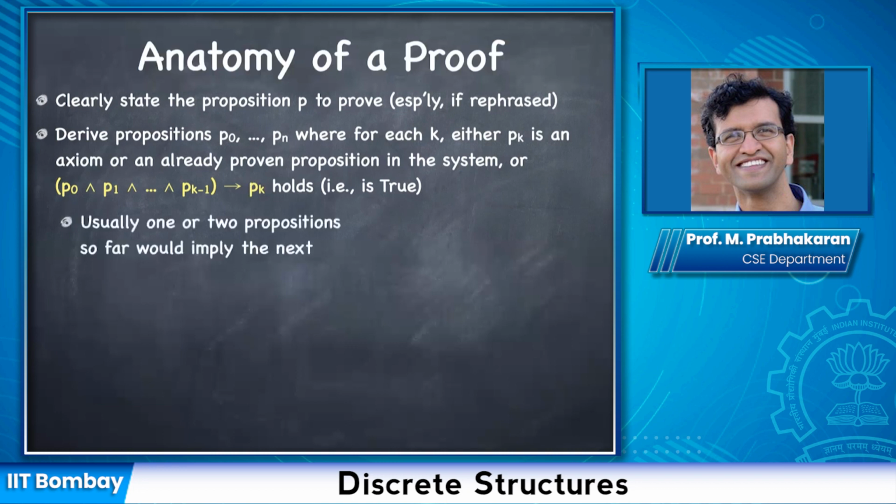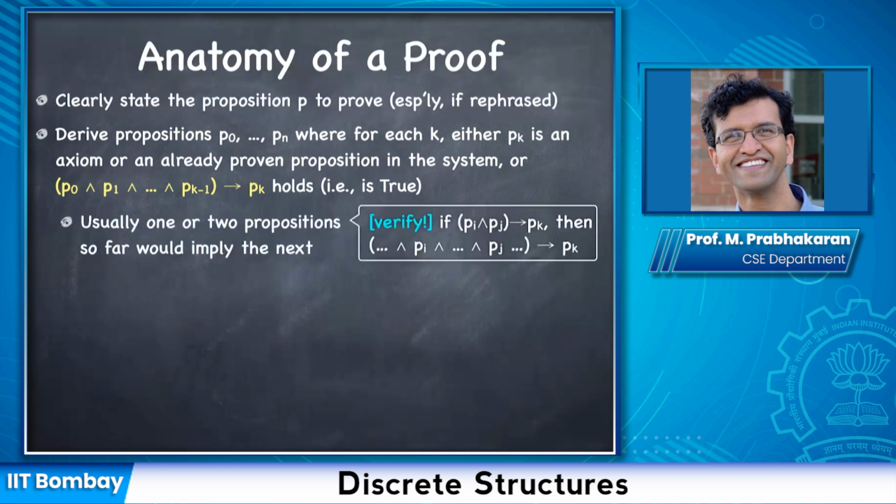So even though I said the conjunction of all of this implies Pk, typically you would just take a couple of them, right? You would take some Pi and Pj and say, oh, Pi and Pj imply Pk. If that is the case, then automatically a bigger conjunction involving Pi and Pj also implies Pk. This is something you should verify formally for yourselves.